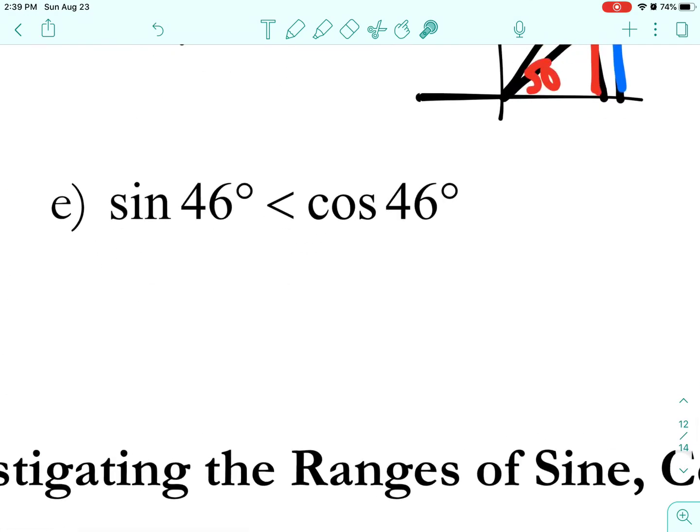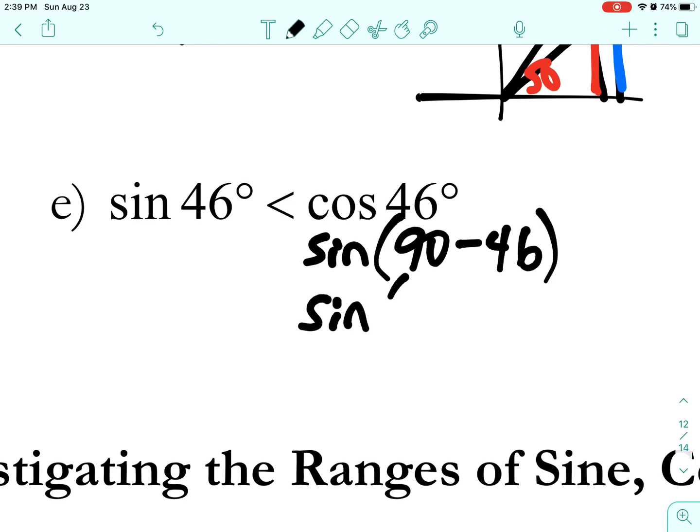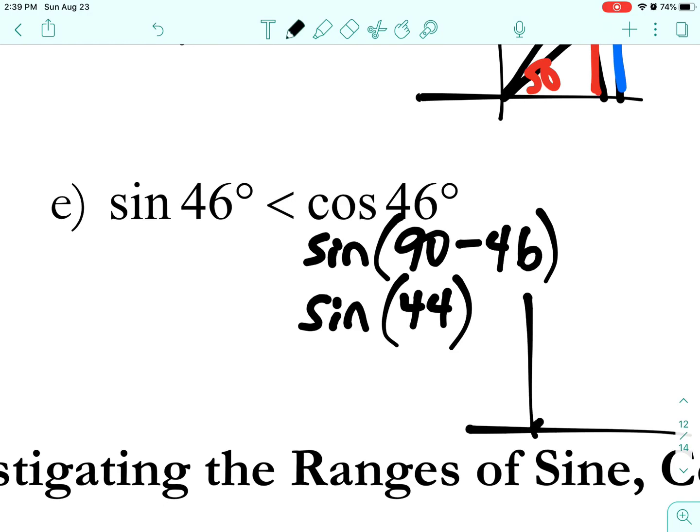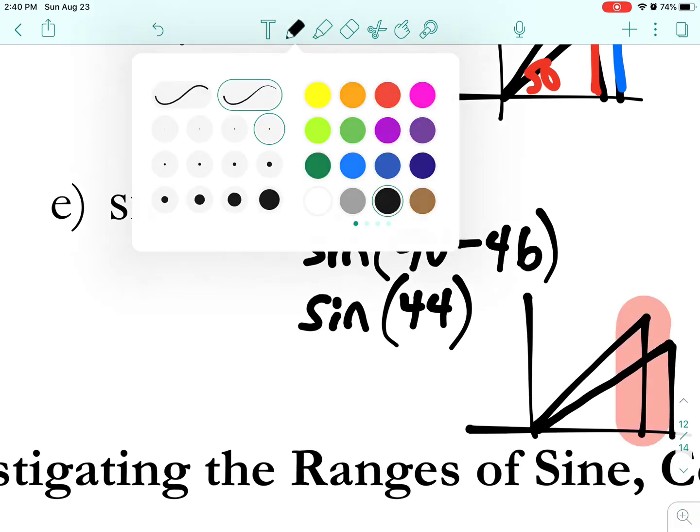Sine 46, cos 46. I want to change this into sine so that I can think about all sines instead of one sine and one cosine. This changes into sine of 44. So remember, the sine is the y value. So 46 and 44 degrees are both similar. 46 degrees, 44 degrees. The y value is bigger for one of them. The y value happens to be bigger for the 46 degree angle. That makes this one false.